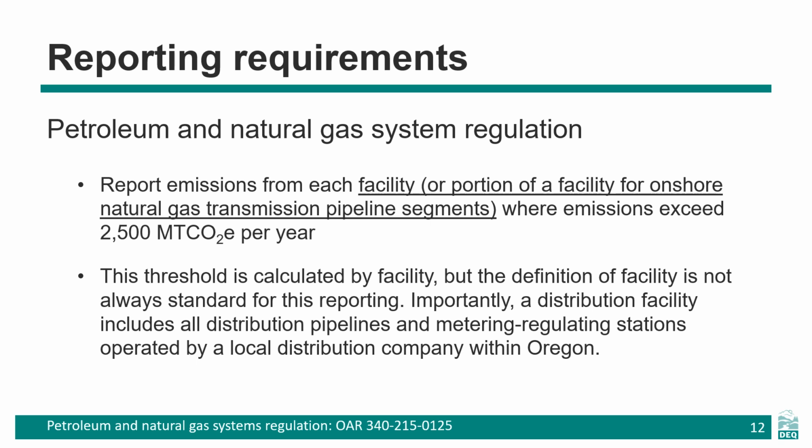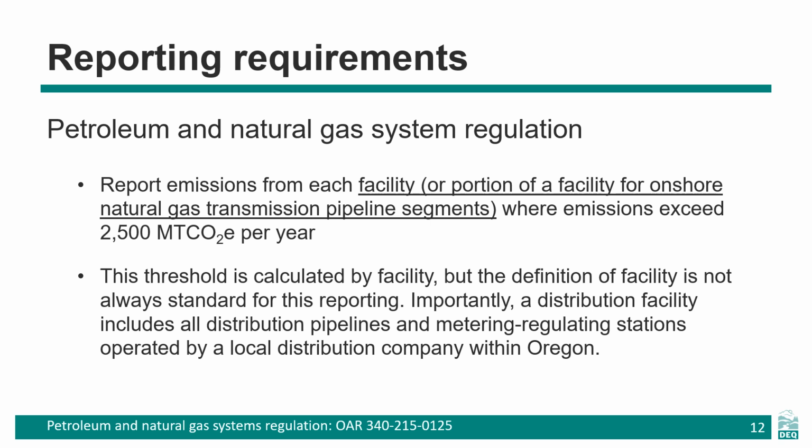The threshold for reporting emissions from petroleum and natural gas systems is 2,500 metric tons of CO2 equivalents during the reporting year, based on Subpart W emissions only. No combustion emissions from compressor stations are included in this threshold determination or reported under this rule, although we will see how those emissions are captured on the next slide.